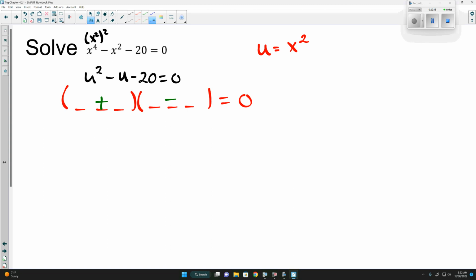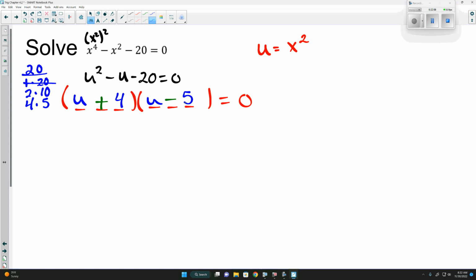What are the factors of u squared? Well, u and u. Only way we get u squared. Now we're going to look at the factors of 20. 1 and 20. 2 and 10. 4 and 5. Which ones do we want to use? Because we're trying to get a middle value of negative 1, yes? So 1 and 20 is probably not it. 4 and 5. And since it's negative, we want the bigger number to be negative.